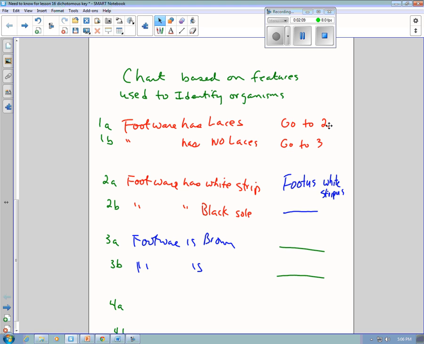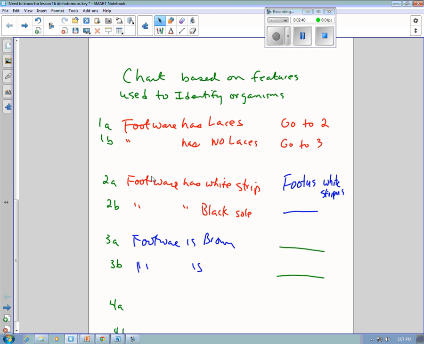So in the idea of a dichotomous key, you're going to take the organisms that you have and look for an identifying feature that could split that group up into 2 smaller groups. What we decided was to take our 4 shoes, 2 of them had laces and 2 of them had no laces. So we divided them up based on that. If a shoe has laces, then you go to number 2 in the chart, and if a shoe has no laces, then you go to number 3 in the chart.